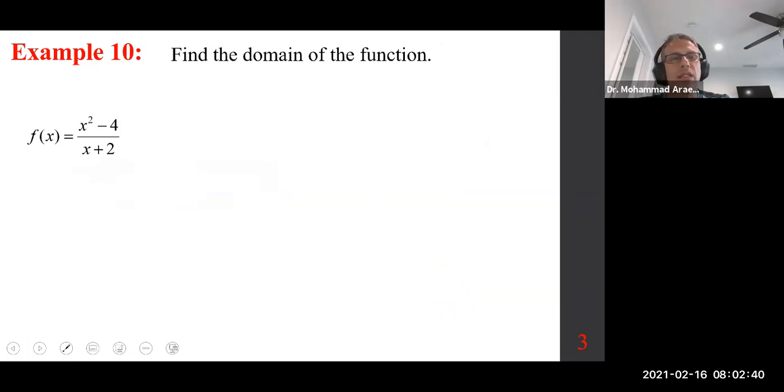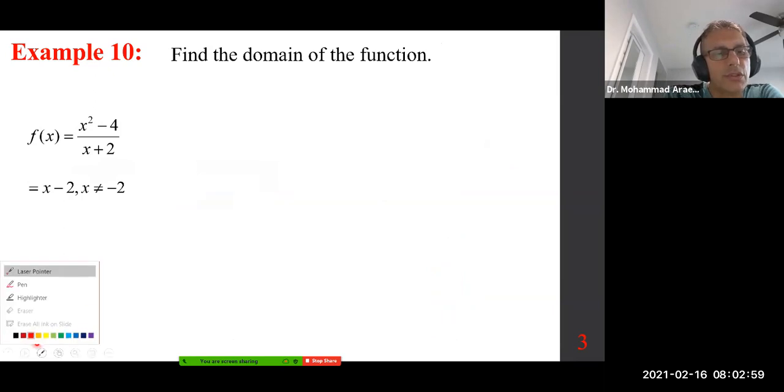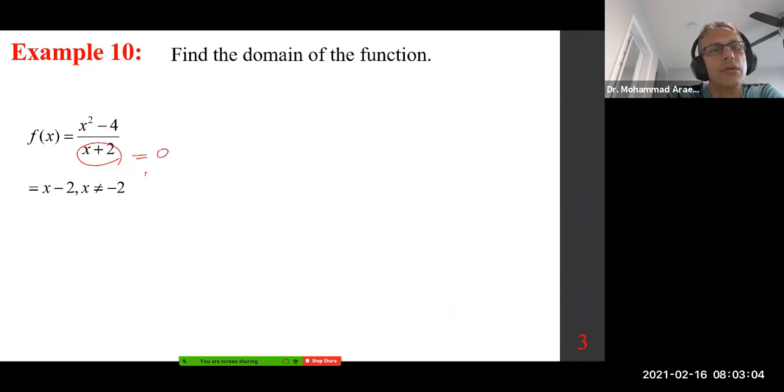So x can't be negative 2. However, if you were to graph it, it is important to understand the graphing requires putting it in its lowest terms. So x minus 2, x cannot be 2. So in other words, you set x plus 2 equal to 0, and it results in x equals 2, and therefore x can't be 2 is your domain.